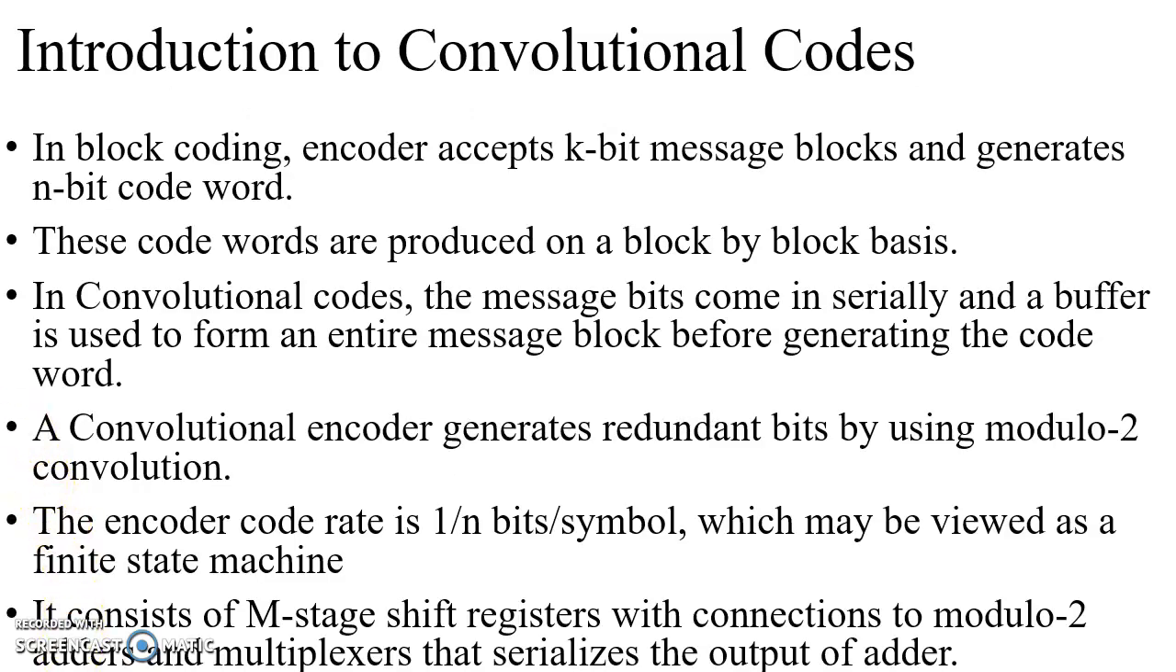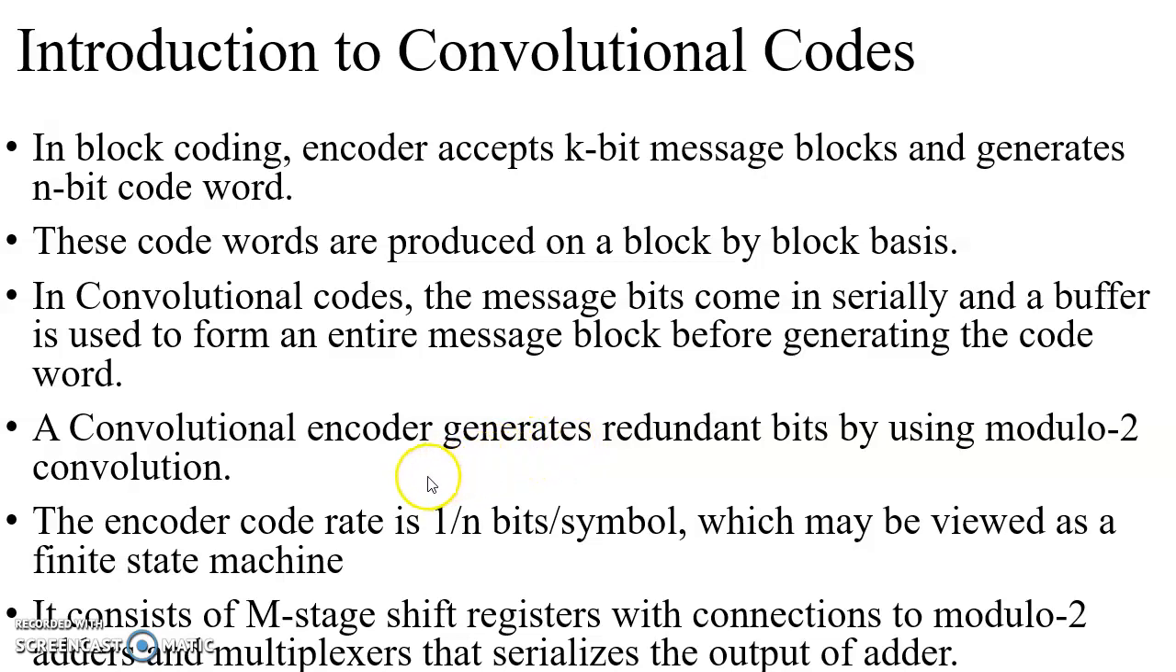The introduction. In block coding, we had seen that k-bit message blocks generate n-bit code words, and the messages are produced on a block-by-block basis. Whereas in convolutional codes, the message bits come in serially and a buffer is used to produce the code word. The convolutional encoder generates redundant bits by using mod 2 convolution.